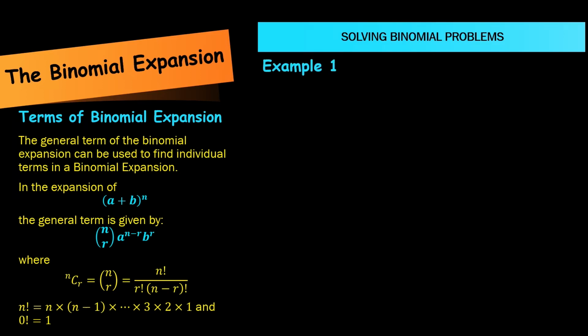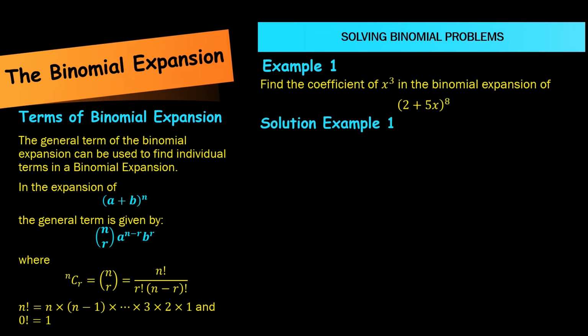Let's have a look at an example to illustrate this. Find the coefficient of x cubed in the binomial expansion of (2 + 5x) all raised to the power 8. Pause the video and have a go. Press play when you're ready to view the solution. So let's solve this. The x cubed term is 8 choose 3 times 2 to the power 8 minus 3 times (5x) all raised to the power 3.